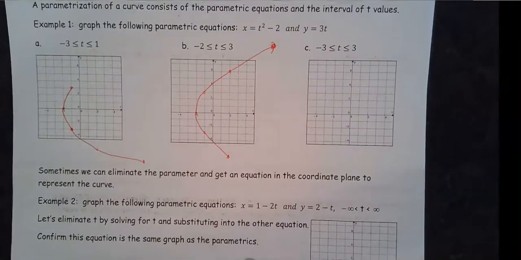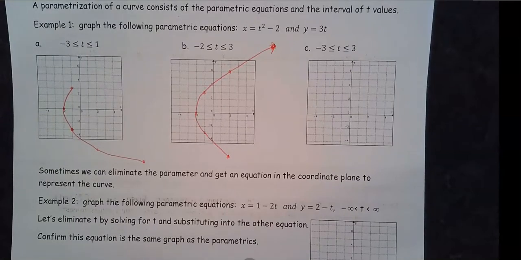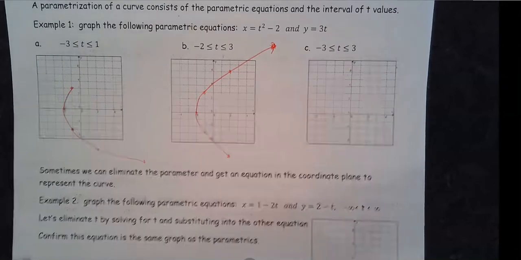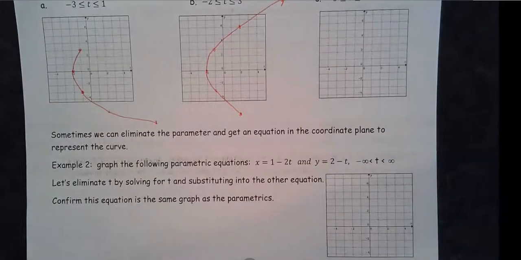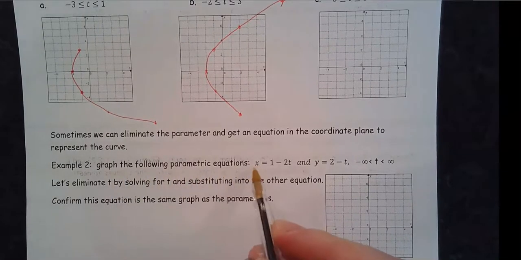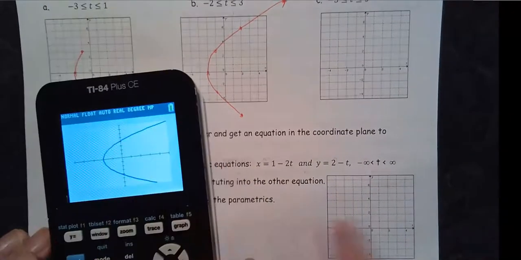Sometimes we can eliminate the parameter itself. So the t we can eliminate and get an equation in the coordinate plane to represent the curve, which would be a function. What we're used to graphing, y equals something x, or x squared, or whatever it might be. So graph the following parametric equations from -infinity to infinity.